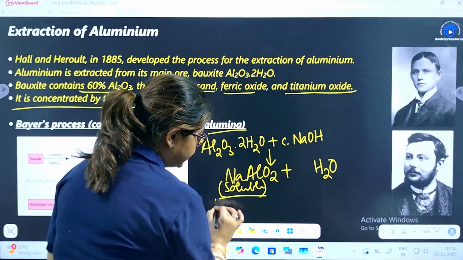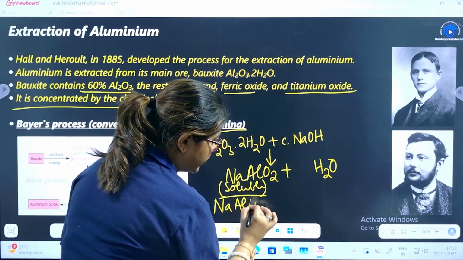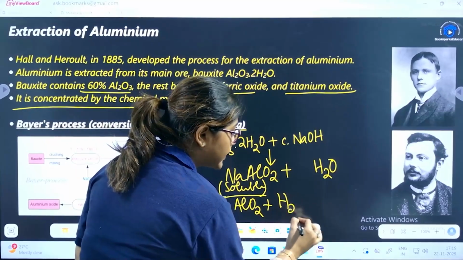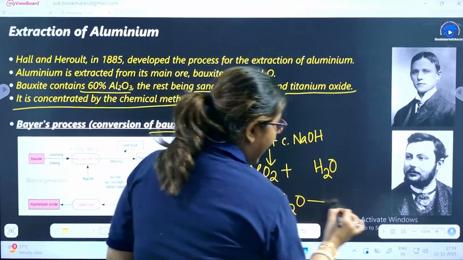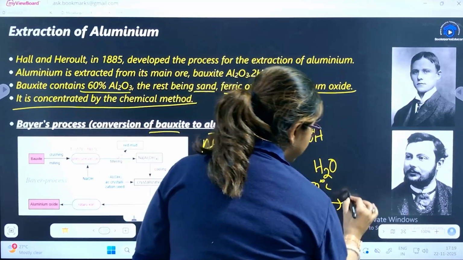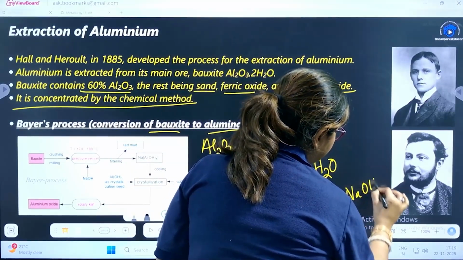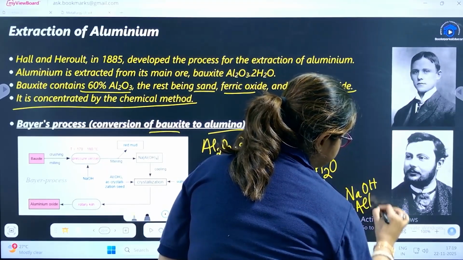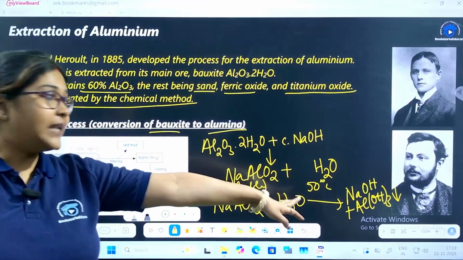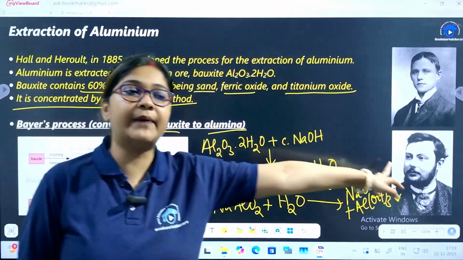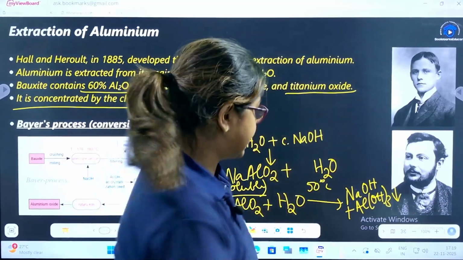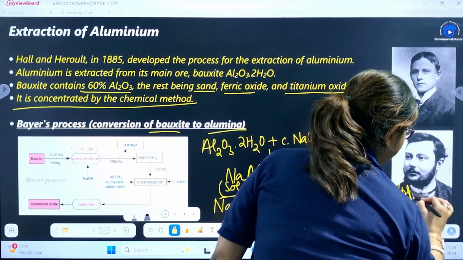This filtrate, which contains sodium metaaluminate, is diluted again with water at 50 degrees centigrade to obtain NaOH and aluminium hydroxide. This aluminium hydroxide is now what? Precipitated. See, this is the PPT.